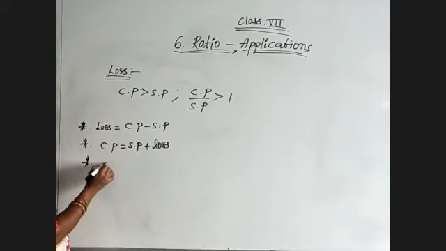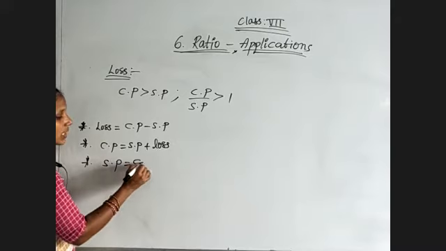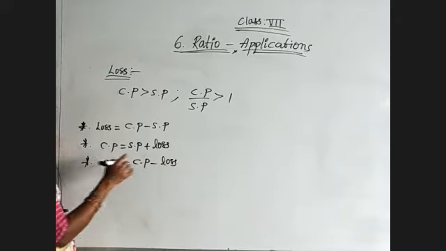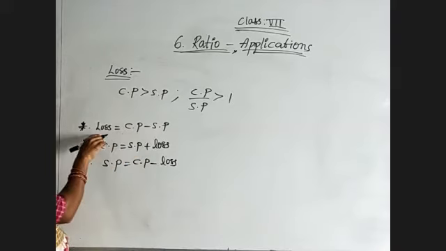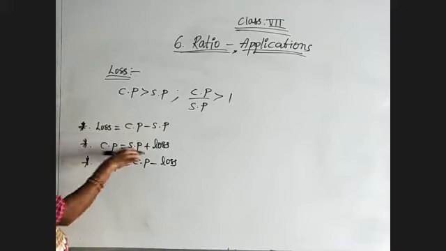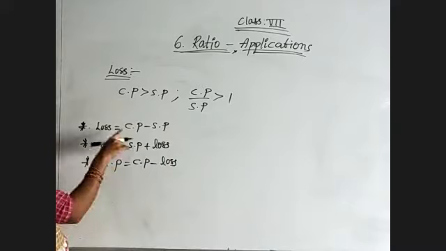Next, try to write SP value in terms of CP and loss. So CP minus loss we get. Observe, minus SP we have, so plus SP. CP, this plus loss by bringing this side, minus loss. These are the three formulas.